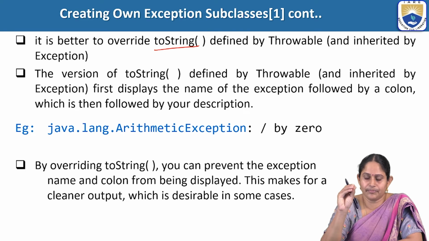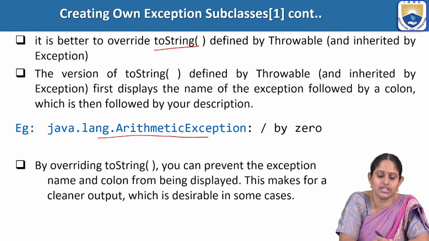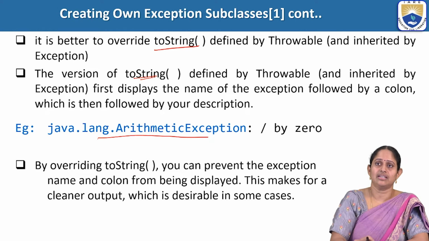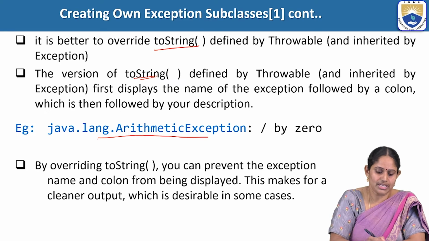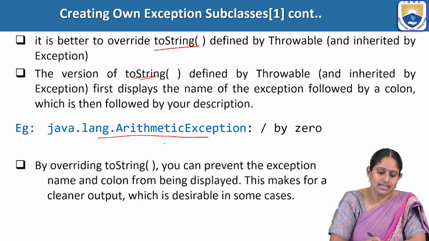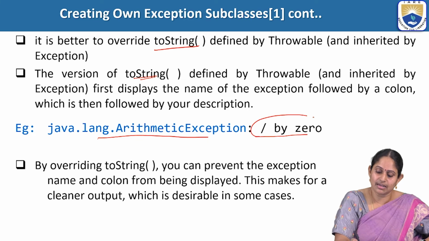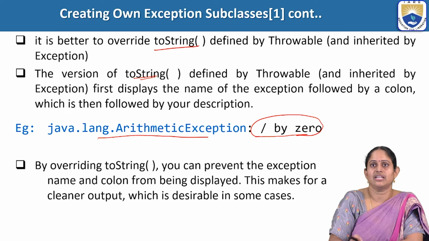Whenever an exception object is thrown, we get these messages because of the toString method inside it. This toString method converts that exception object into its string form. For example, if it throws an ArithmeticException, that exception is defined as division by 0. This is what will be defined inside the object. So this part is converted into string format and displayed in our output.